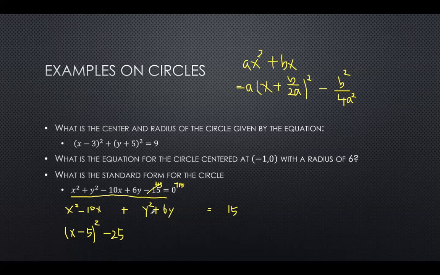Same thing here, y squared plus 6y. If you are completing the square for y, the thing inside has 6 divided by 2, which is 3. But when you complete the square here, you are adding 9. This is something extra, so you have to subtract 9 so that everything is in balance.